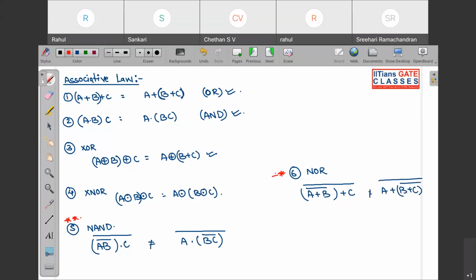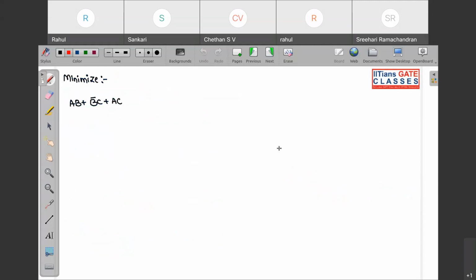Okay, so this is important. Once in an NTPC interview, this was asked suddenly by the interviewer, that which Boolean gates are associative. It was asked to me in my interview what is associative law and which of the gates are not associative. So you need to be very quick. You need to answer NAND and NOR gates. They are not associative.